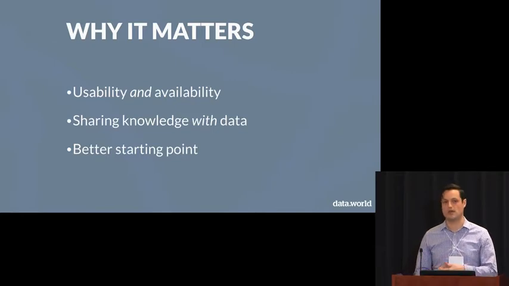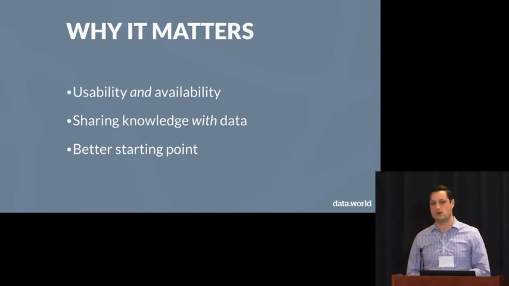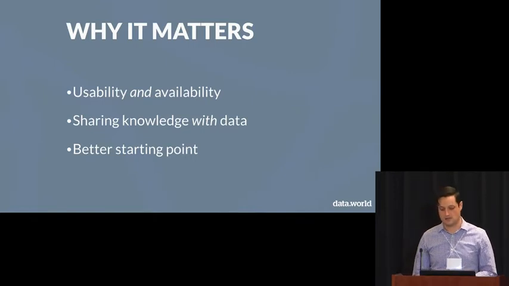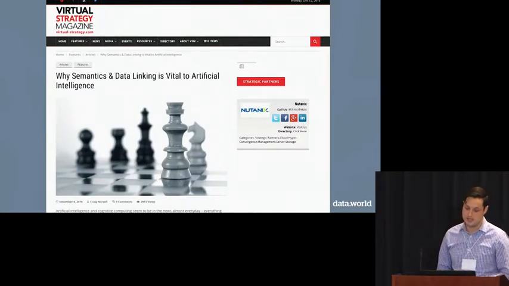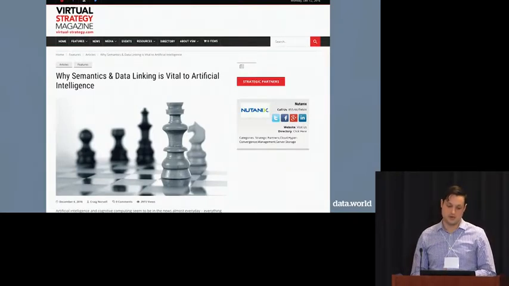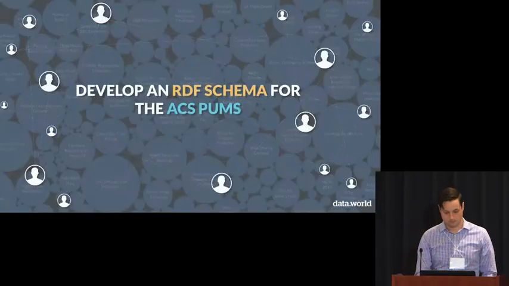And writing queries, you write queries like you would with kind of English terms. And it basically gives a better starting point for people who are uncovering your data for the first time and learning that schema because it's in that format. And it also helps machines learn faster because it's completely machine readable, which is why you see articles like this one, Why Semantics and Data Linking is Vital to Artificial Intelligence. This is something that I am profoundly interested in, and it's not something I'm going to really get into here, but spoiler alert, it makes cognitive computing possible.